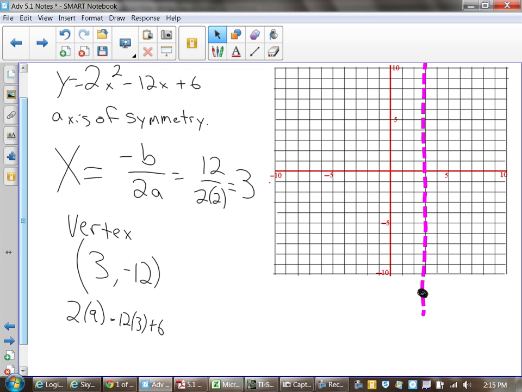In order to tell if this opens upward or downward: if A is positive, it opens upward. If A is negative, it opens downward. In this case, all we're worried about is the value of A. Now, is that vertex a maximum or a minimum value of the parabola?